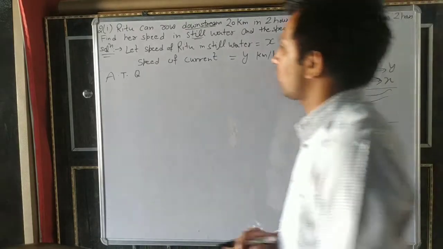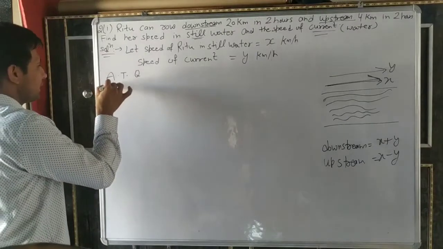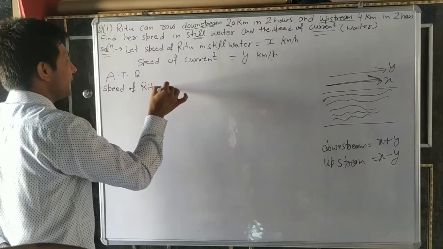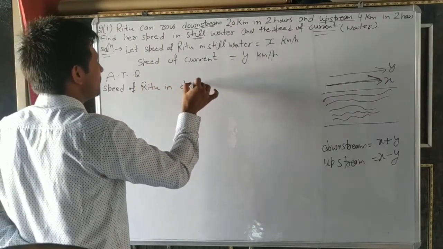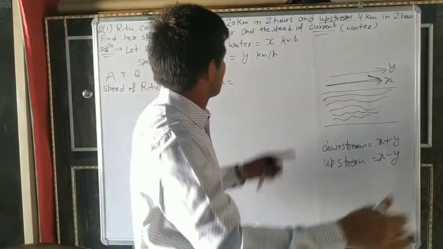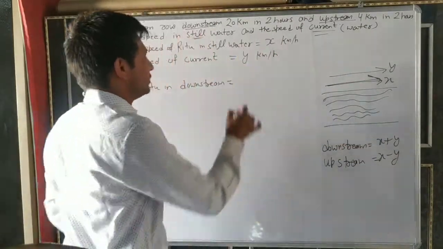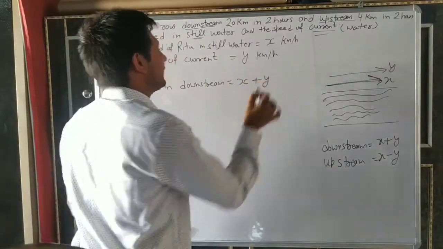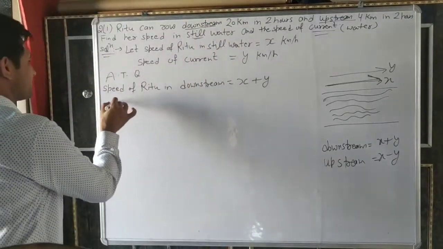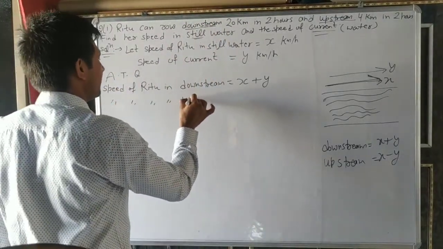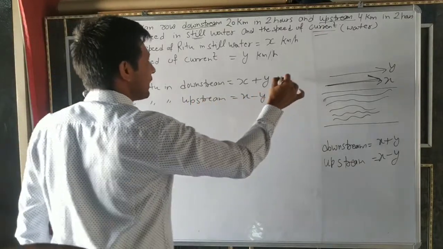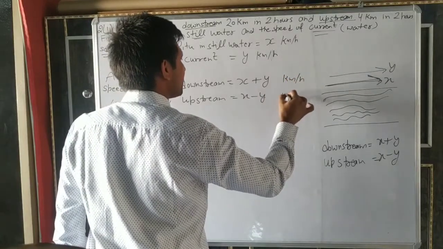So always first, according to the question, you write the speed of Ritu in downstream. Downstream means in the direction of water, so your speed increases. So what is your speed? x plus y. Always remember, in downstream we add, and in upstream we write the speed of Ritu in upstream as x minus y kilometer per hour.